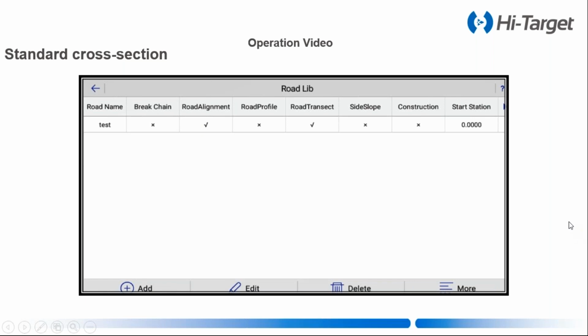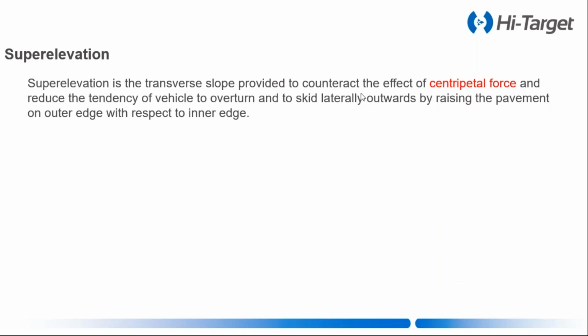Now maybe you have some questions. If in some special design the standard cross section is not enough, we need some other special design. I will talk about what we should do in a special design. We have two types of different cross section. The first one is super elevation.